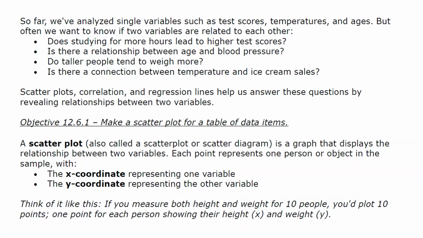Each point on the graph represents one person or object in your sample. The x-coordinate represents one variable and the y-coordinate represents the other variable. Think of it like this. If we measure both height and weight for 10 people, you'd plot 10 points on your scatter plot, one point for each person showing their height on the x-axis and their weight on the y-axis.